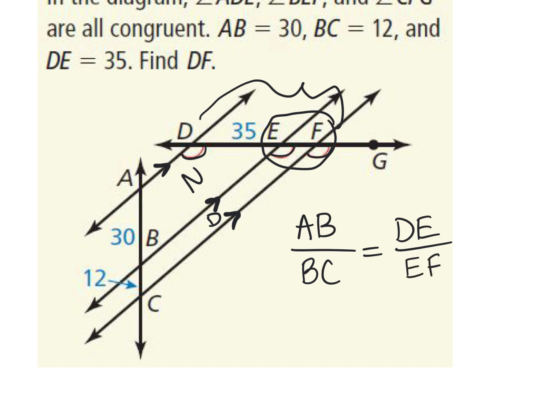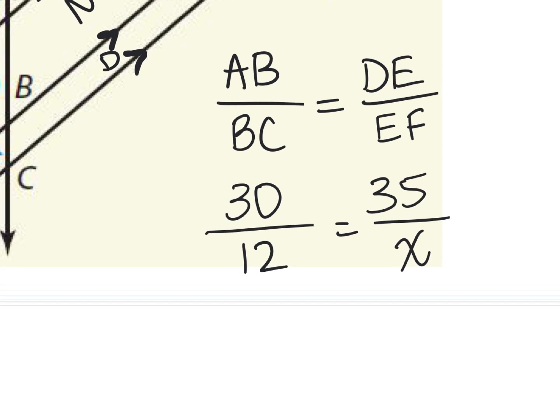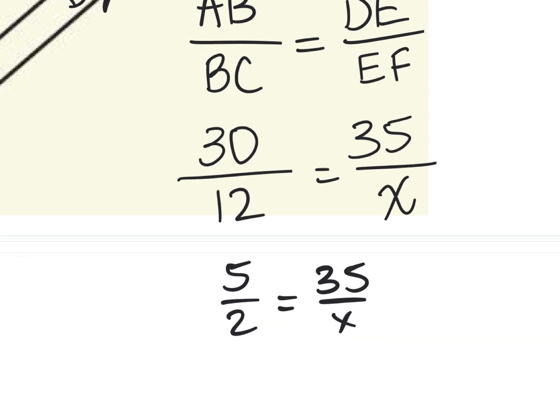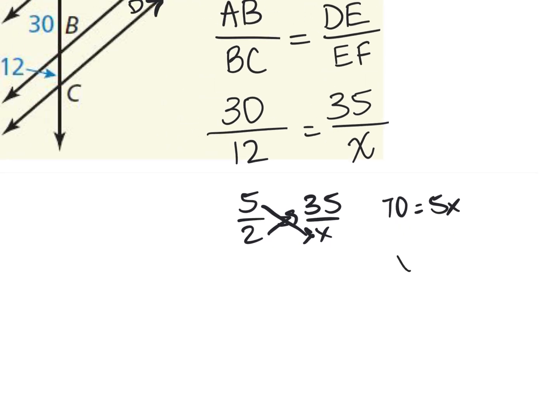So now we know what AB is. AB is what? 30. What's BC? 12. DE is 35. And EF? Let's make that X. Simplify 30 over 12 first. You're going to divide both by 6. That'll give you 5 over 2 equals 35 over X. Now we cross multiply. What's 35 times 2? 70. And what's 5 times X? 5X. Divide both by 5, and I believe you get X equals 14.